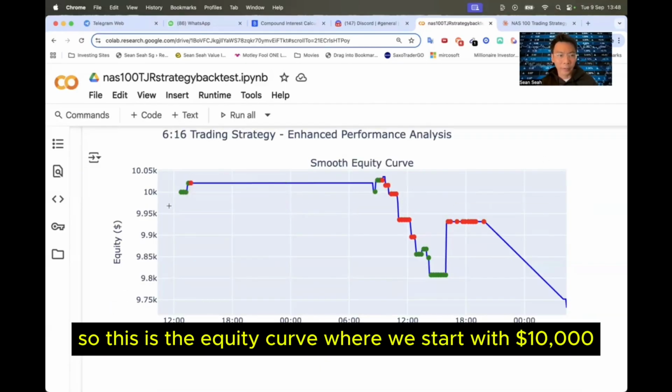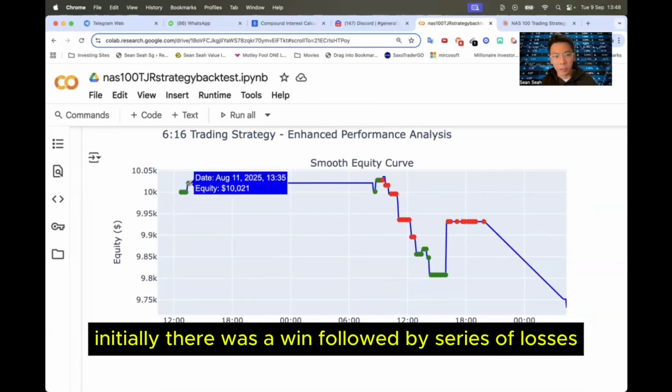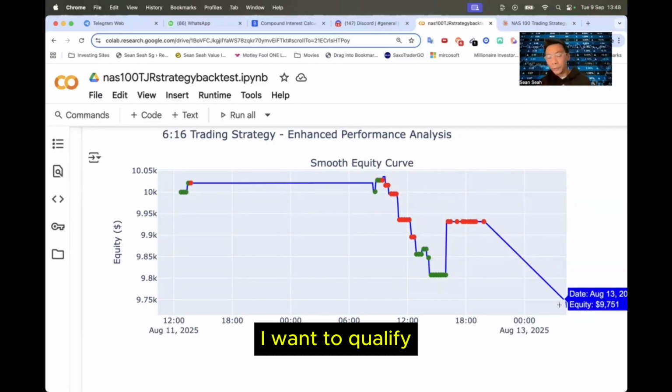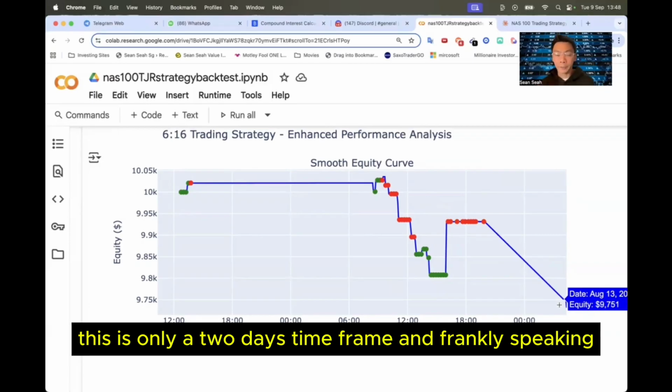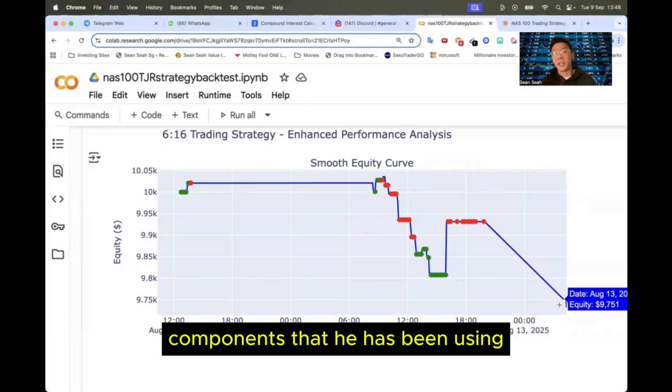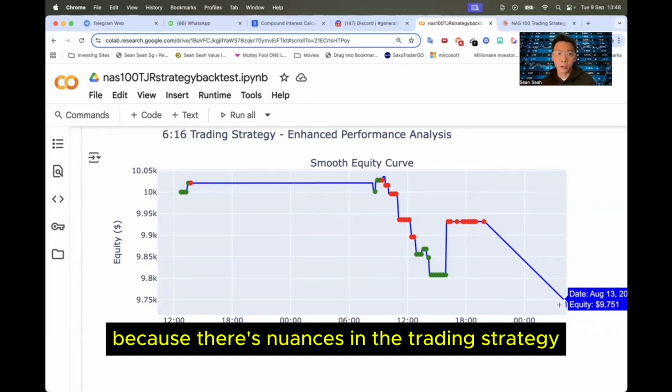So this is the equity curve where we start with $10,000. Initially, there was a win, followed by a series of losses, a win back, and then another series of losses. Again, I want to qualify, this is only a 2 days time frame. And frankly speaking, I'm not sure if I missed out any of the strategy components that he has been using because there are nuances in the trading strategy.